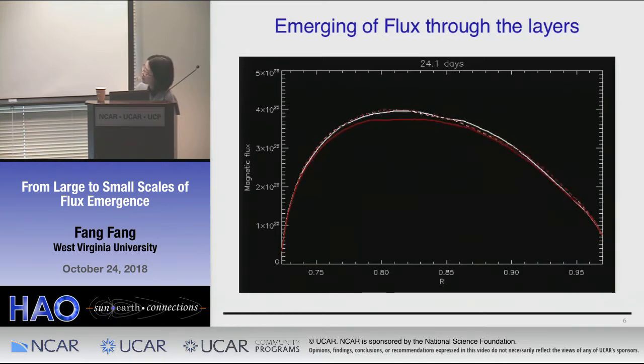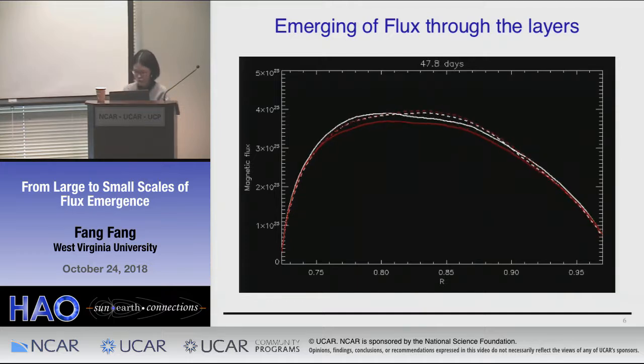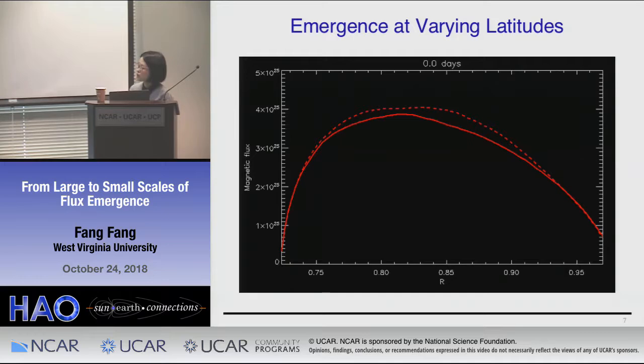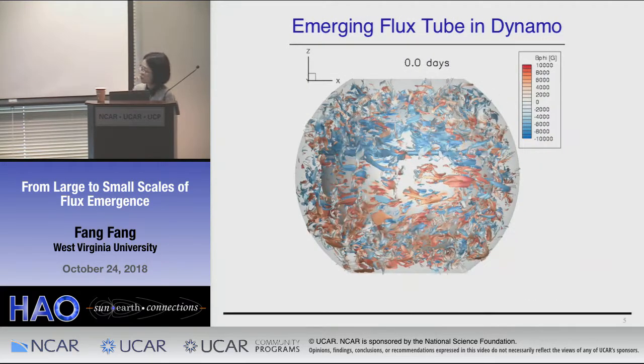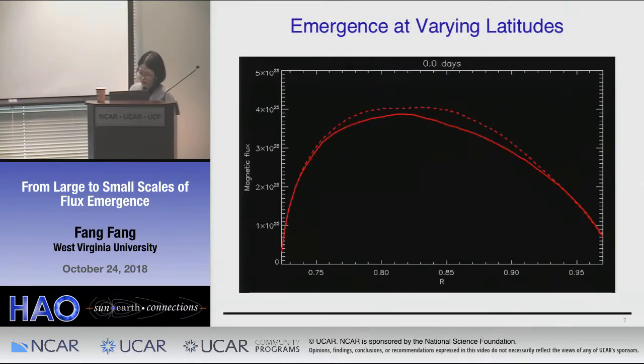It reaches the top of the domain in about a month, from the bottom to the top. And so later, we also experimented with placing our flux tube at different latitudes. So this one is at 15 degrees latitude, and we also put one at 30 degrees latitude to study the emergence with respect to the latitude of the original flux tube.